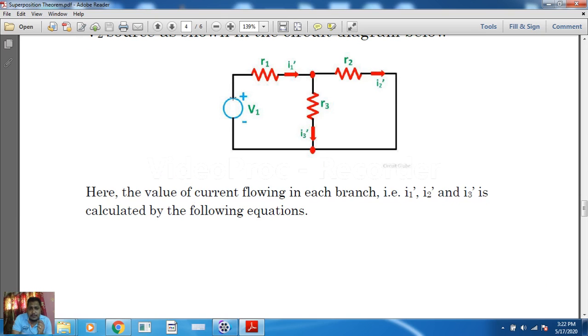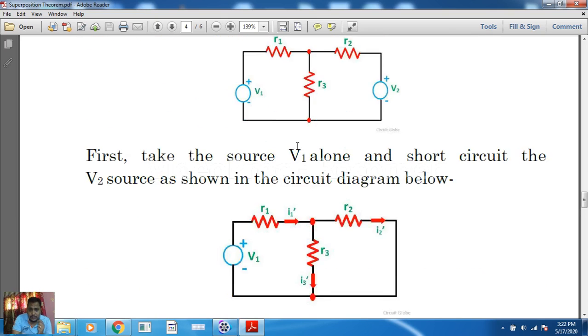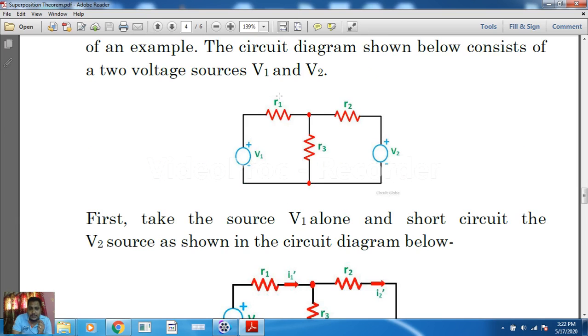When both sources are present, we can think that the current from V1 may flow like this, and the current from V2 can flow like this. It can go in this direction, or this direction, or both currents flow in this direction, because V1, V2, R1, R2, R3 values are not known to us, so it doesn't know in which direction this current is going to flow.